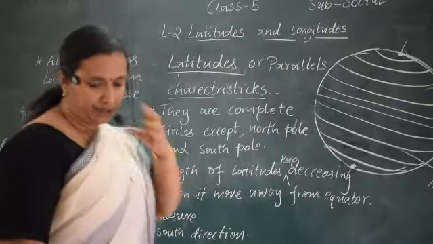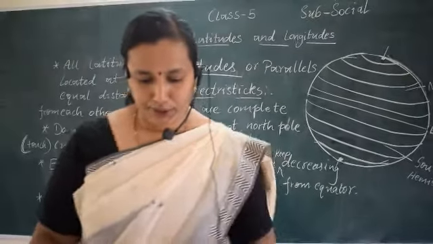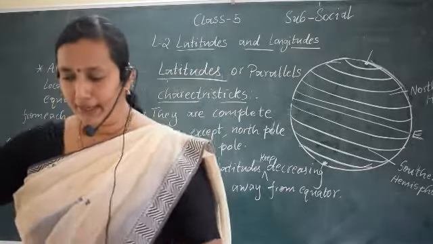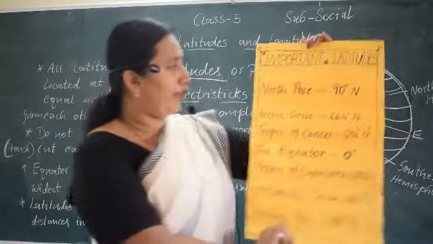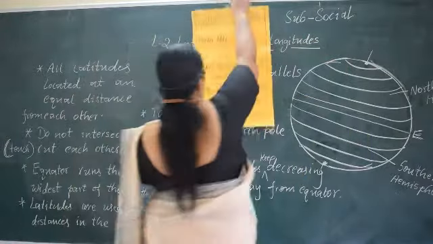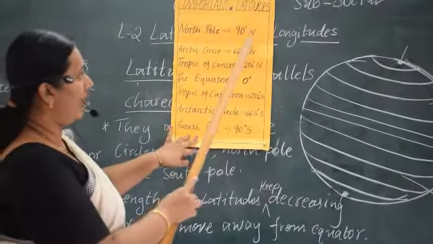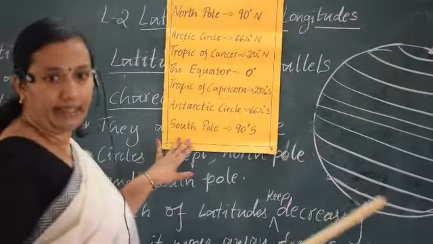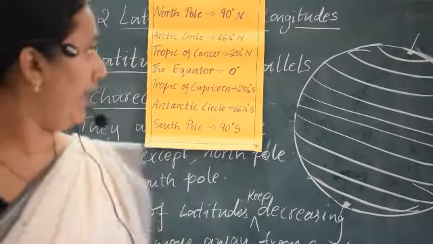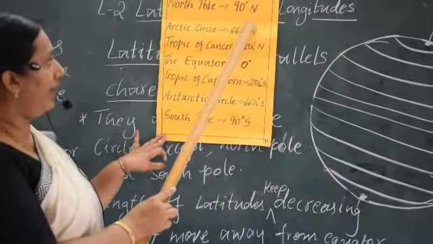Characteristics of latitudes. Next, the numbering of the latitudes. Before that, I will show you the important latitudes. I wrote here important latitudes. Look at here, children. The North Pole is 90 degree north. That I will explain later. Just observe it now. North Pole is 90 degree.